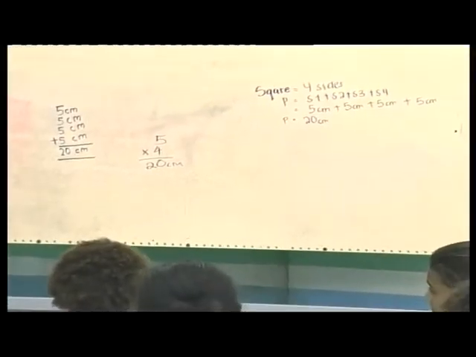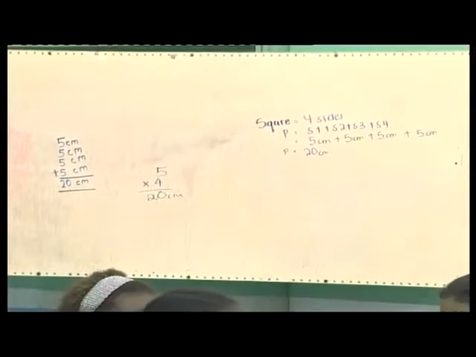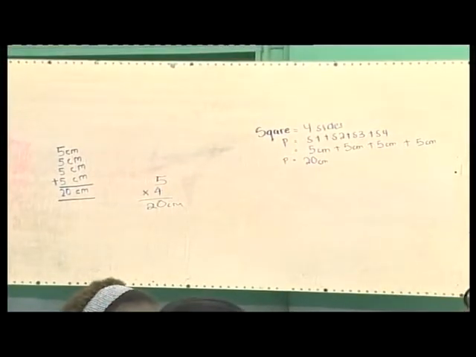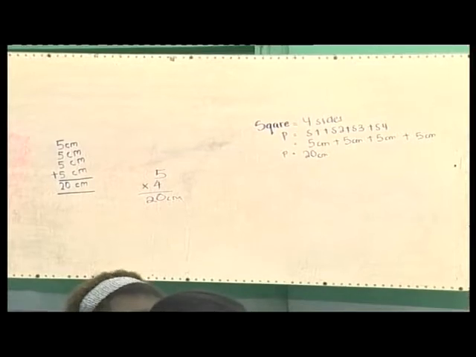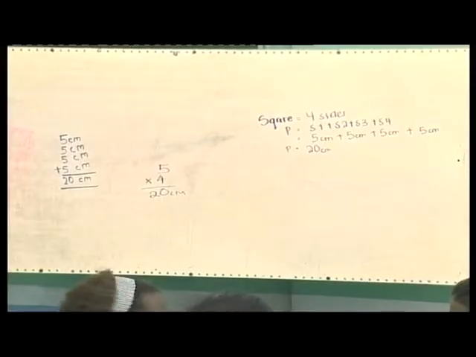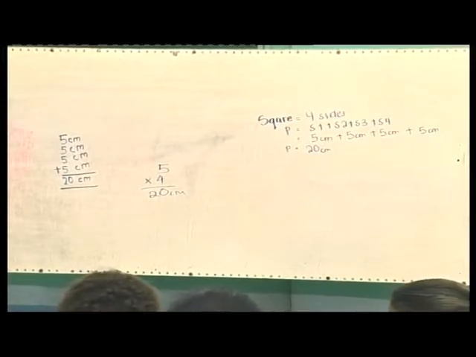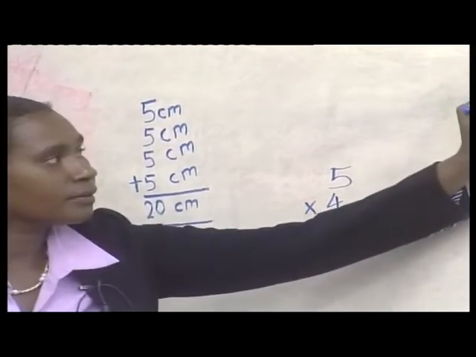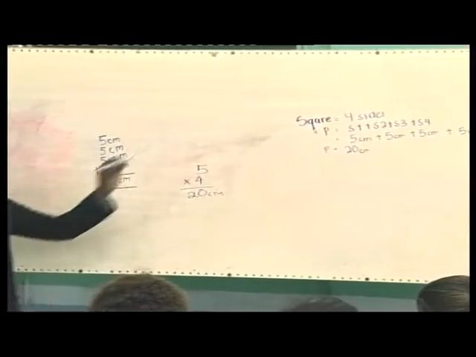Victoria, can you tell us what you have missed out? Onea, help Victoria. Maybe she cannot see what she has missed out. Perimeter. Perimeter, good. What am I really looking for? Perimeter has a method, or what can we say? What did Lorraine have here? What do we call that?